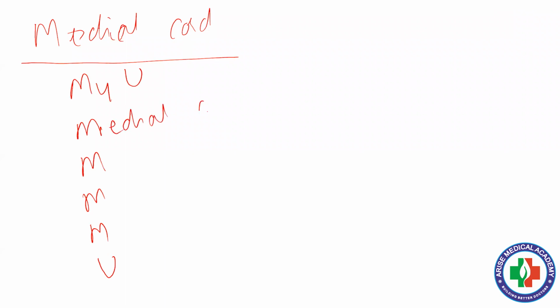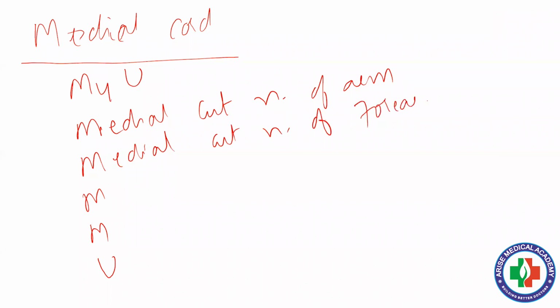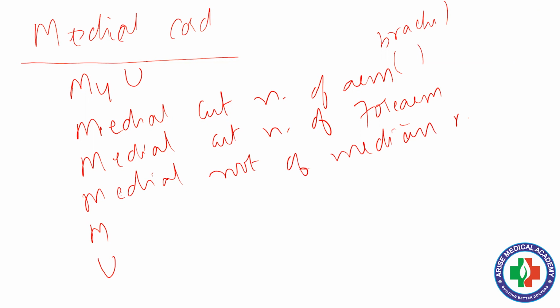Medial cutaneous nerve of arm, medial cutaneous nerve of forearm. Arm means brachii, and forearm is antebrachii, right? So medial cutaneous nerve of arm, medial cutaneous nerve of forearm, medial root of median nerve, medial pectoral nerve, and lastly is the ulnar nerve.